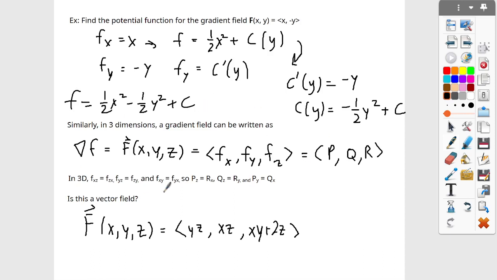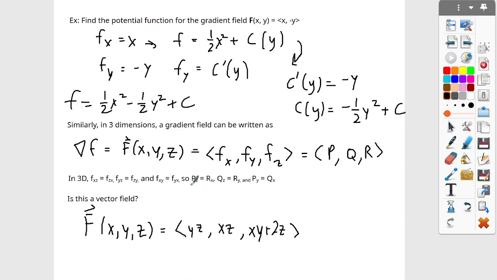So in 3D, it's a little bit harder. In 3D, you have different combinations. You can have f sub xy is equal to f sub yx. You can have f sub xz is equal to f sub zx. You can have f sub yz is equal to f sub zy. So you can have these possible combinations right here. P sub z equals r sub x. So that's f sub zx and f sub xz. You can have q sub z, r sub y, and then you got p sub y, q sub x. So all 3 of these have to meet in order for it to be a vector field. Let's see if this is a vector field.